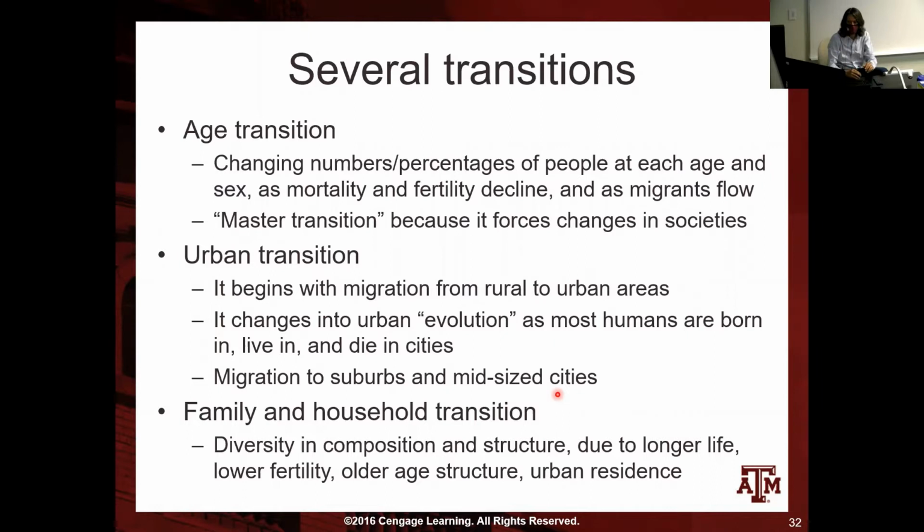And in family household transition, there is a diversity in composition and structure due to longer life, lower fertility, older age structure, and urban residence, right?